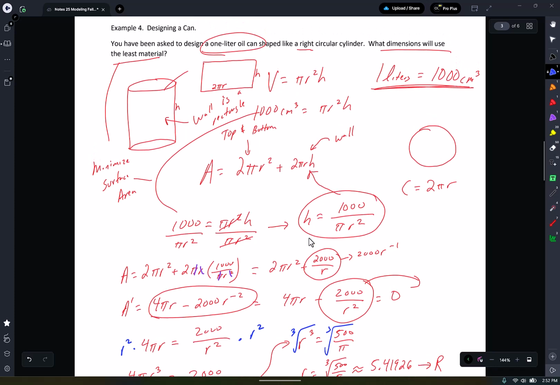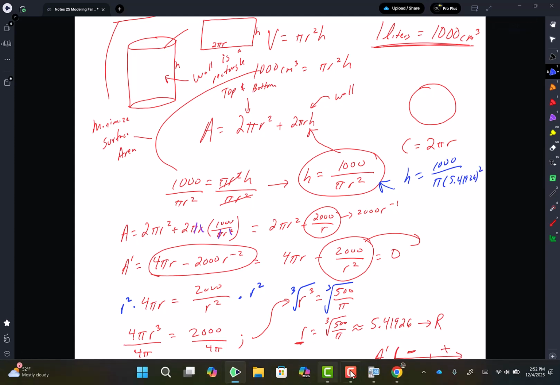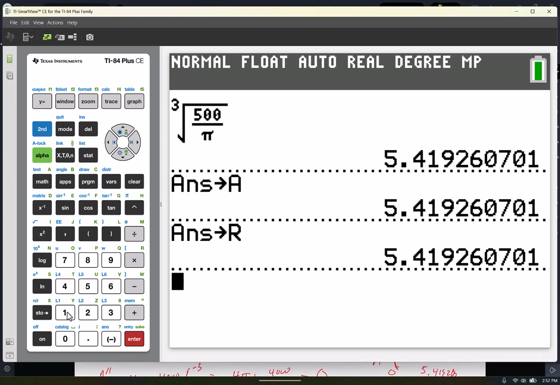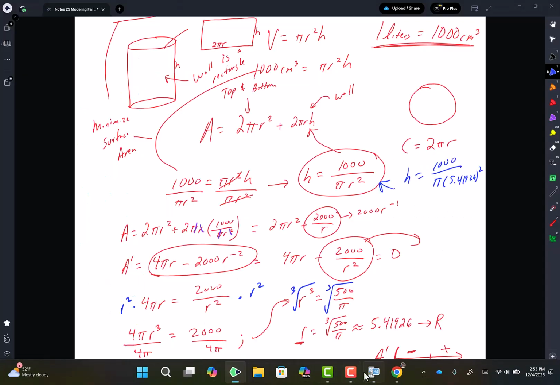Here is my equation for my height. We already found the R. I still have it saved in the calculator as R. So height equals 1,000 over. Okay, here's a common mistake. 5.41926 close it squared. Common mistake that you guys do. Here's my calculator. You guys will do this: 1,000 divided by, and then you'll go pi that squared.